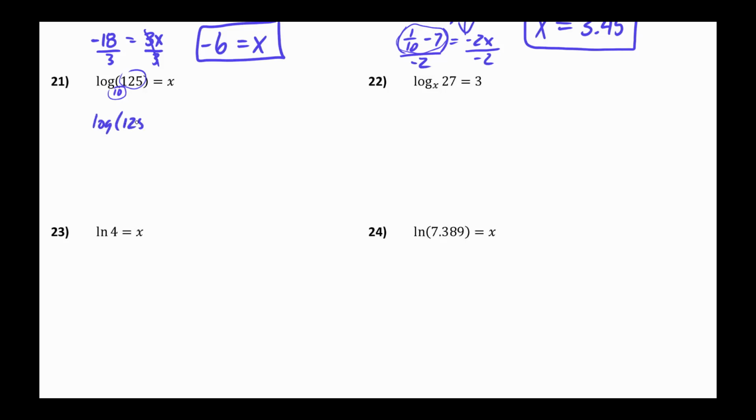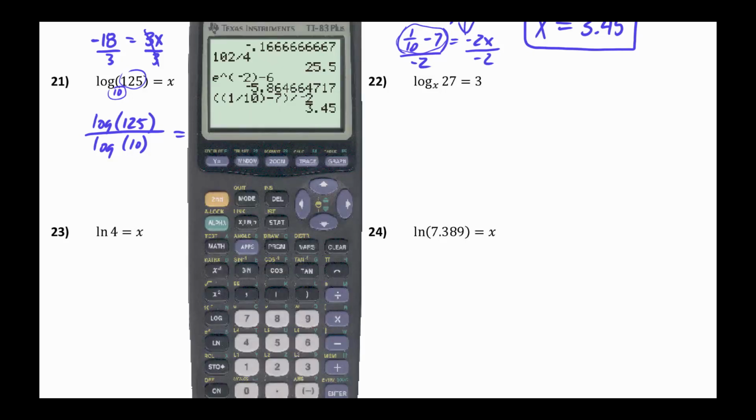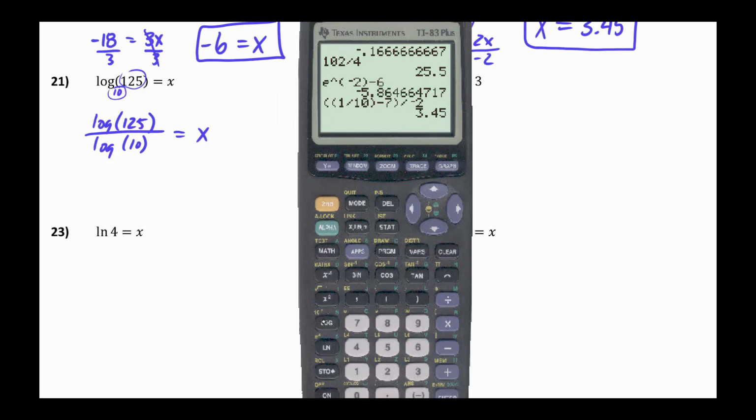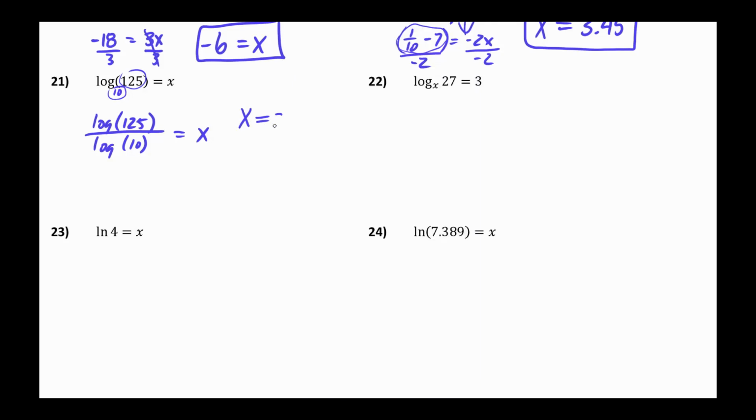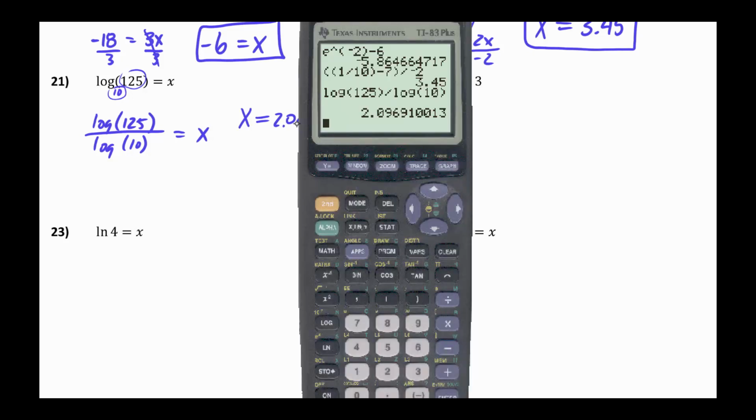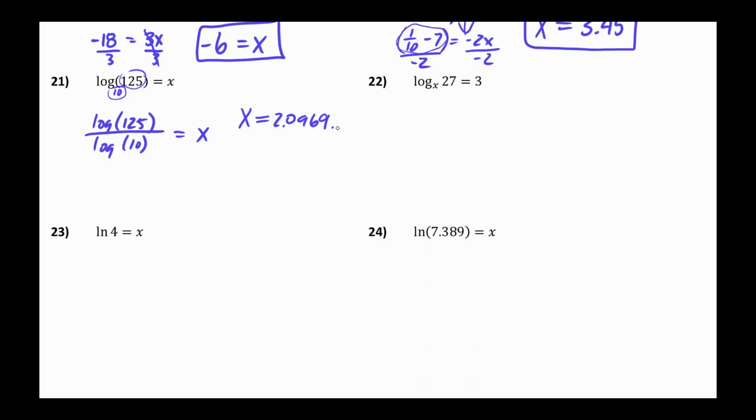Log of 125, because that's the bigger number, it's towards the top, over the log of 10. That should equal x. I will share a little hint with you in a second. Change base. Log of 125, and divide that by log of 10. I get 2.0969, excuse me. 4 decimal places, again, fairly nice.